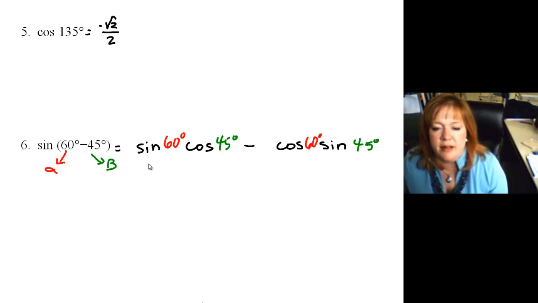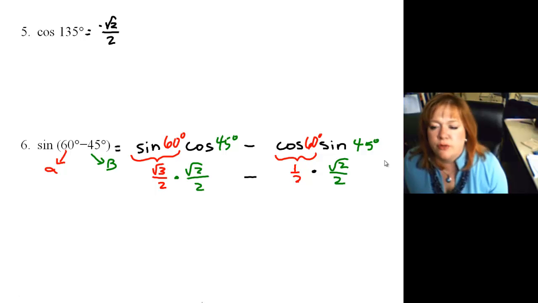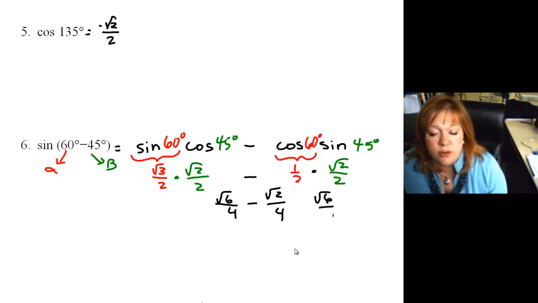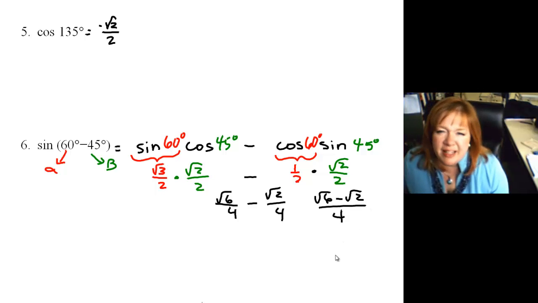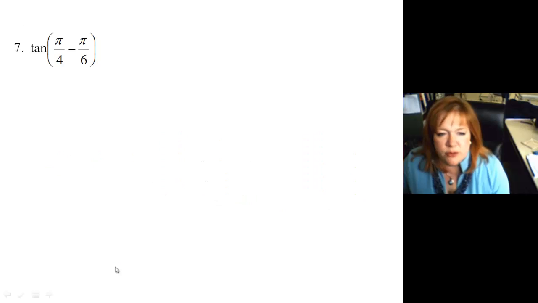All right, sine of 60 is going to be square root of 3 over 2. Cosine of 60 is a half. Cosine of 45 is square root of 2 over 2. So is the sine of 45. Then all you do is simplify. Square root of 3 times square root of 2 is square root of 6 over 4. And 1/2 times square root of 2 over 2 is square root of 2 over 4. And that's square root of 6 minus square root of 2 over 4. Getting a lot of the same kind of values, aren't we?